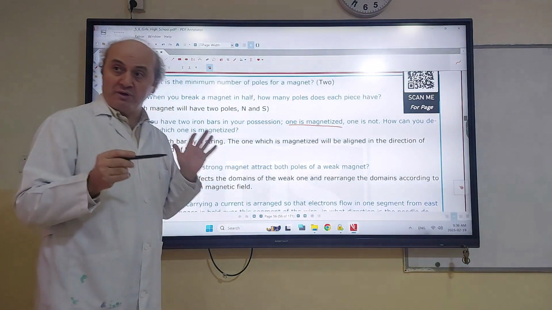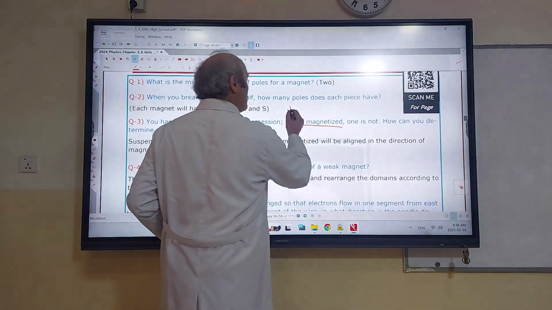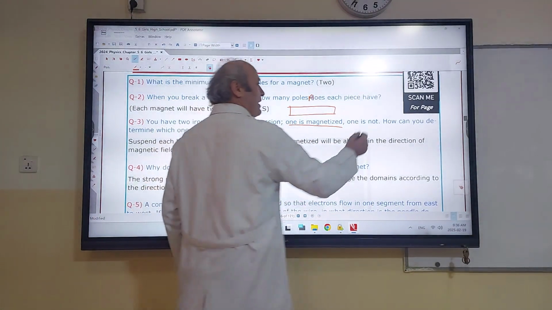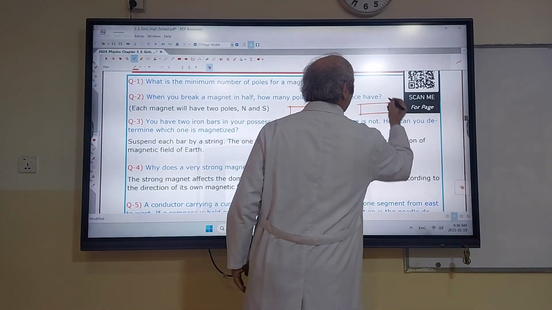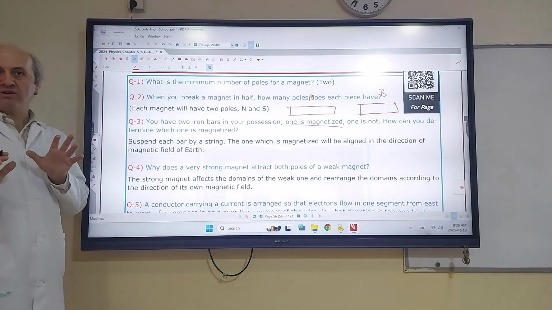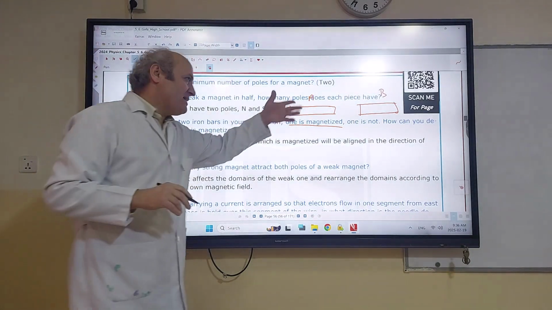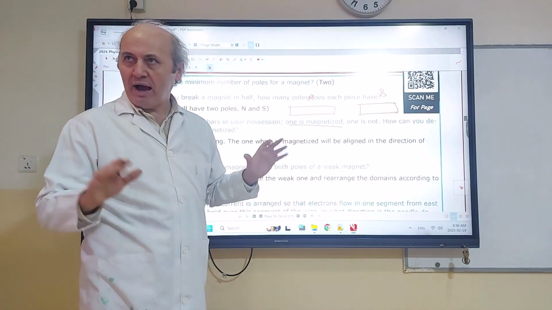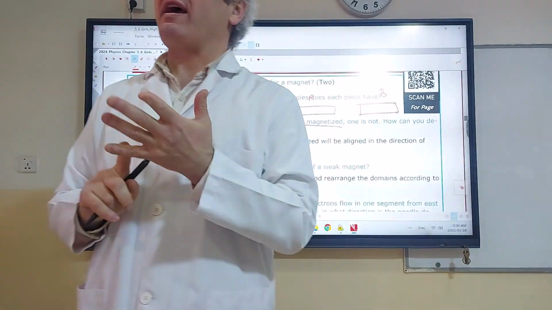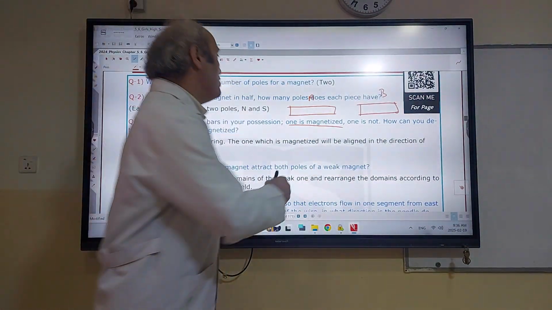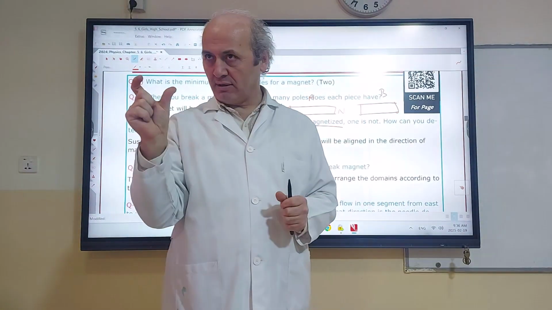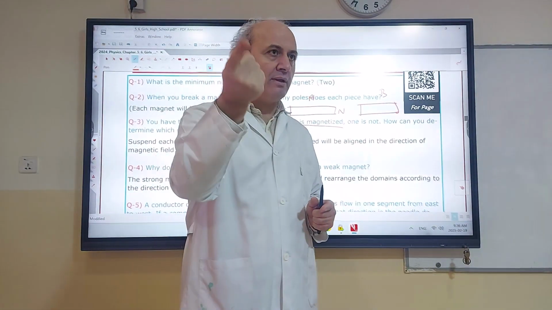But we don't know which one is magnetized. There are 2 iron bars. One of them is iron bar A, the other one iron bar B. How can you determine which one is magnetized? Say that one of them is magnetized. I don't know which one, but say A. If the iron bar is magnetized, it should have an N pole and an S pole. Say that this one is N, this is S. Like a compass needle. A compass needle also has an N pole and an S pole.